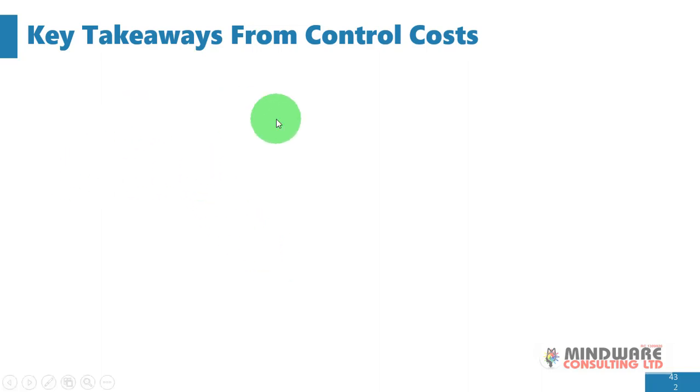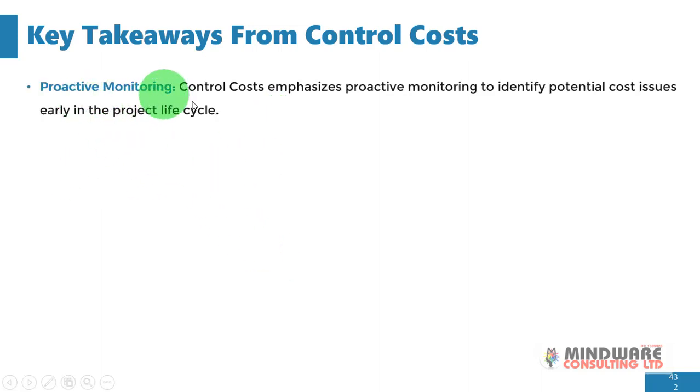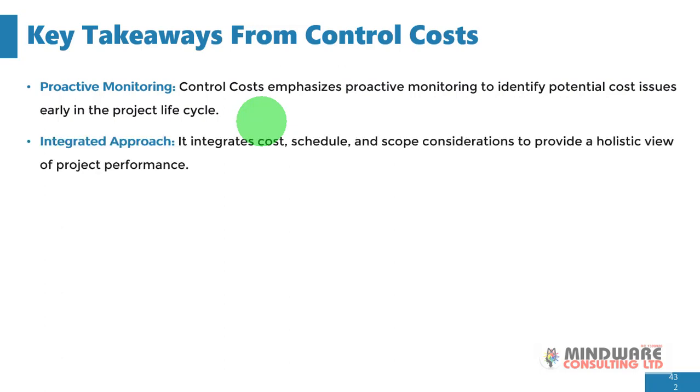So what are the key takeaways from this process? The first is proactive monitoring. Okay, control cost helps to give proactive monitoring to your project, so you are not reactive, all right? No matter what happens, you are always on top of your game, you are always in control, all right? So it emphasizes proactive monitoring to identify potential cost issues early in the project life cycle, all right? Okay, so this helps to position you not to be reactive but to be proactive with cost issues throughout the life cycle of your project.